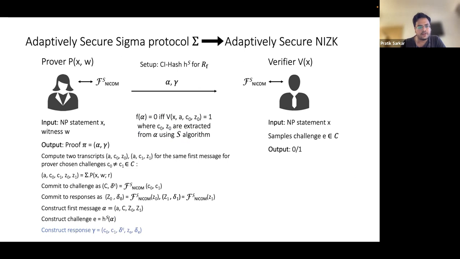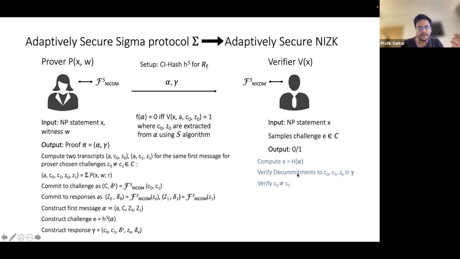Now the prover is going to send this first message alpha and the response gamma. And now the verifier is going to compute the challenge E by invoking the hash function. So this is going to be actually H of S. This is a typo. The verifier is going to compute the challenge by invoking the same hash function on alpha. And now it's going to verify the decommitments to the two challenges and ZE in gamma.